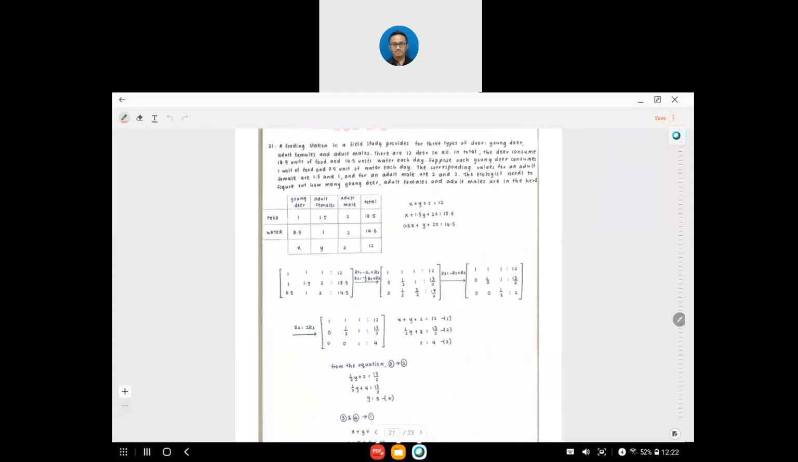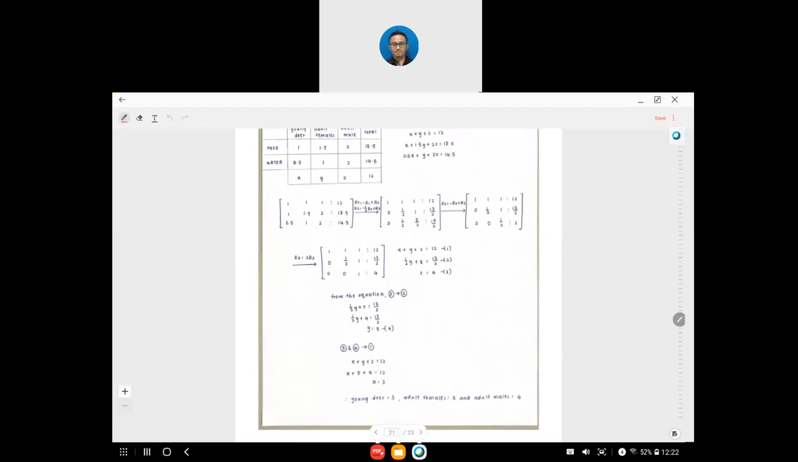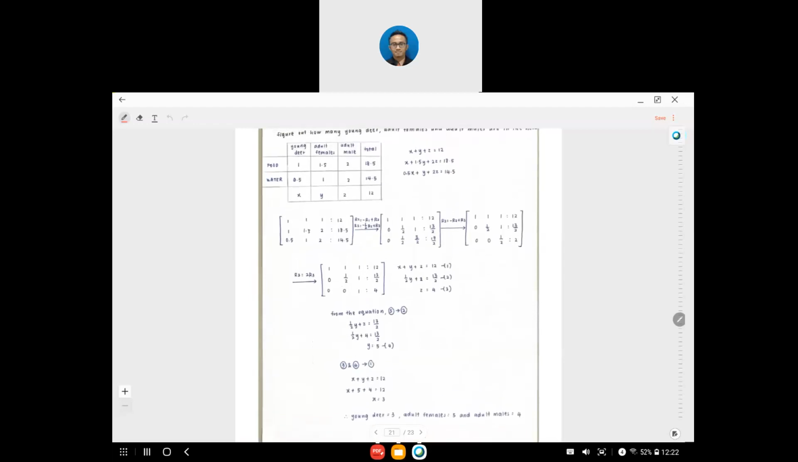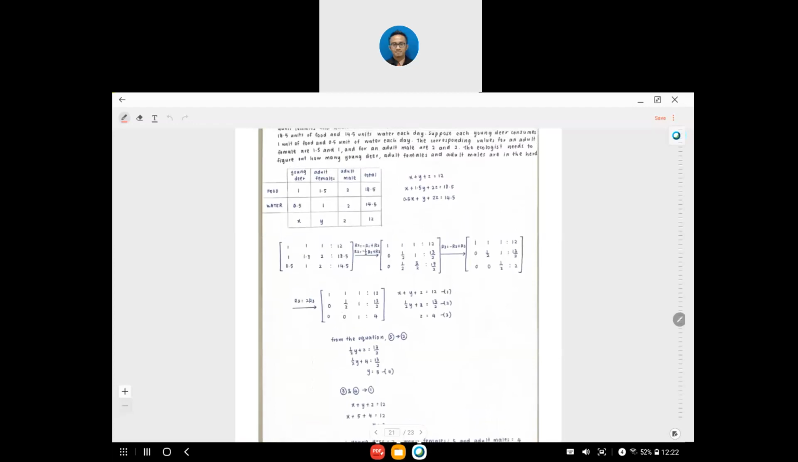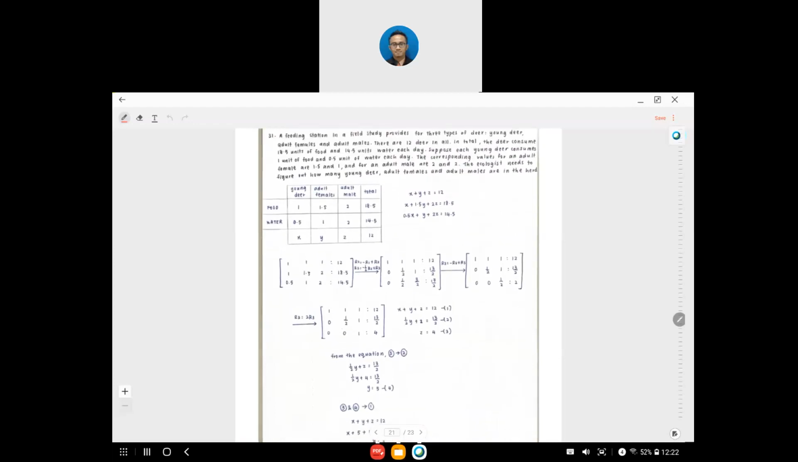Okay, 31. Okay lah. Okay, so you can get in terms of augmented matrix. Okay. 1, 1, 1, 12. 1, 1.5, 2, 18.5, 0.5, 1, 2, 14.5. Okay, so change this one becomes 0. Okay, so you can get this one.